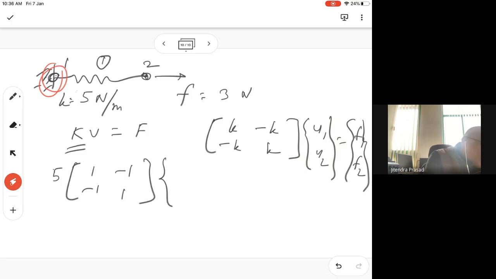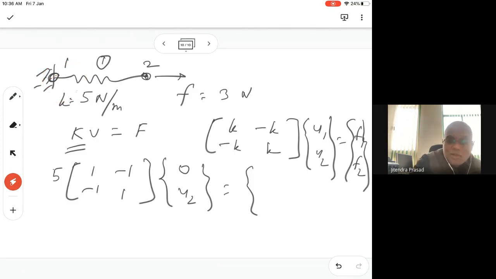U1 is equal to 0 because this is fixed. So U1 equal to 0. U2, we don't know what the value is. This has to be found out, right? So we write U2 here because we don't know. Now F1 and F2. F1 is not given, so we don't know. Whichever is not given, we don't know. Simple. You don't apply any Newton's law or anything. Which is not given to you is unknown.